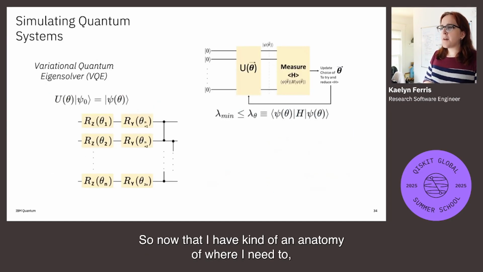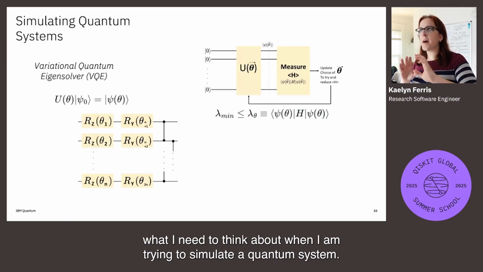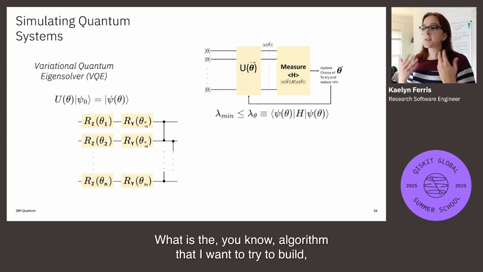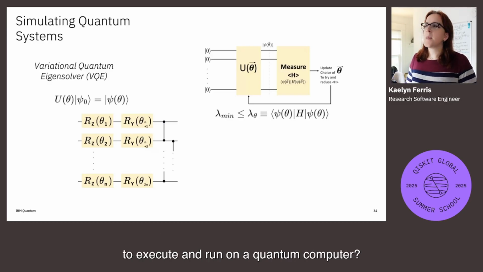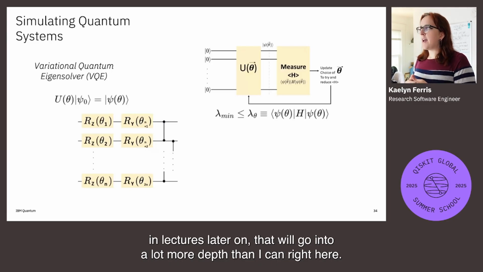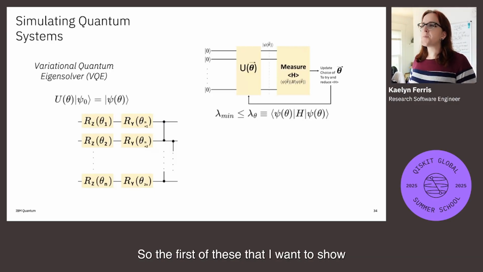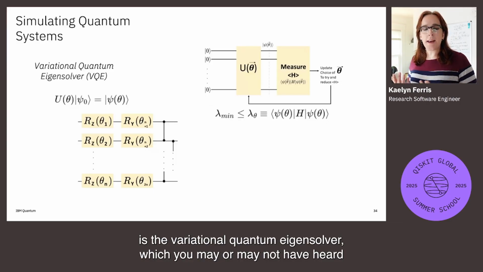Okay, so now that I have an anatomy of what I need to think about when I am trying to simulate a quantum system, and I've thought a little bit about mapping it, what do I actually want to execute? What is the algorithm that I want to build and run on a quantum computer? So I'll go over a handful of these, and a lot of these you'll see in lectures later on that will go into a lot more depth than I can right here. So the first of these that I want to show is the variational quantum eigensolver, which you may or may not have heard of already.